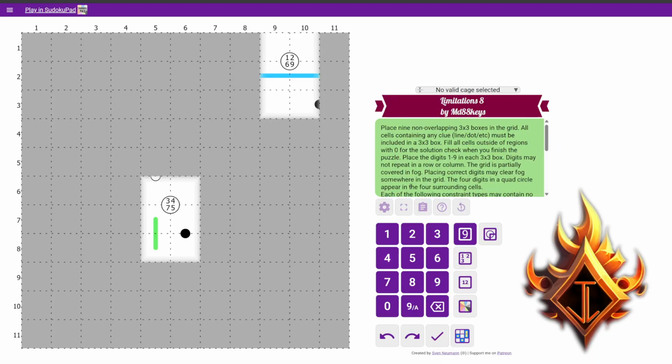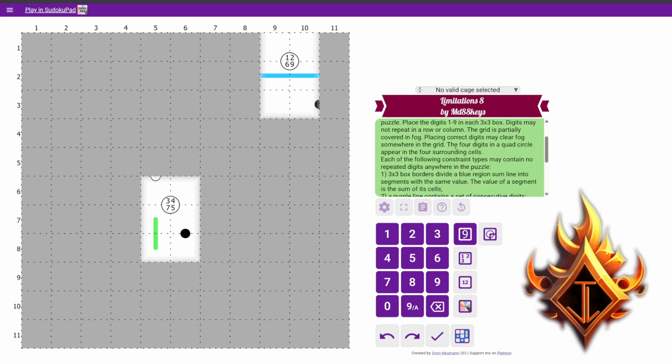The rules are: place 9 non-overlapping 3x3 boxes in the grid. All cells containing any clue, line, dot, etc. must be included in a 3x3 box. Fill all cells outside of regions with 0 for the solution check when you finish the puzzle. Place the digits 1 to 9 in each 3x3 box. Digits may not repeat in a row or column.